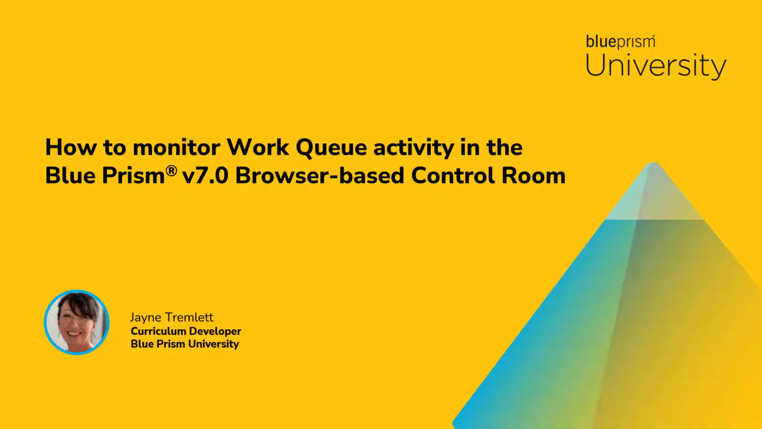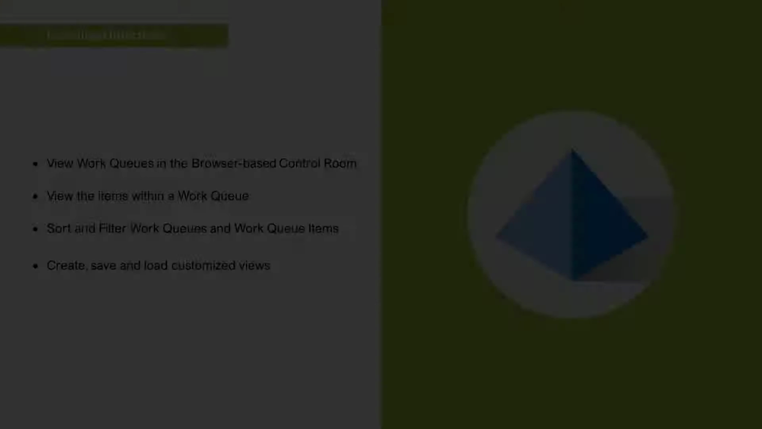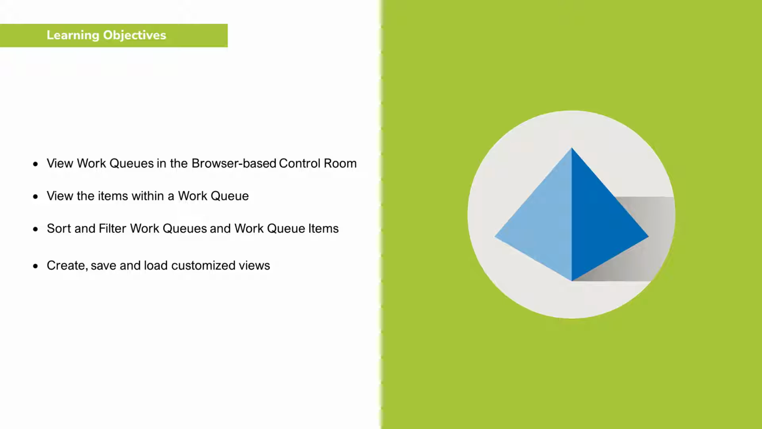During this video, you'll see how to monitor work queue activity in the Blue Prism version 7 browser-based control room. We'll be seeing how to view work queues in the browser-based control room, view the items within a work queue, sort and filter work queues and work queue items, and create, save, and load customized views.